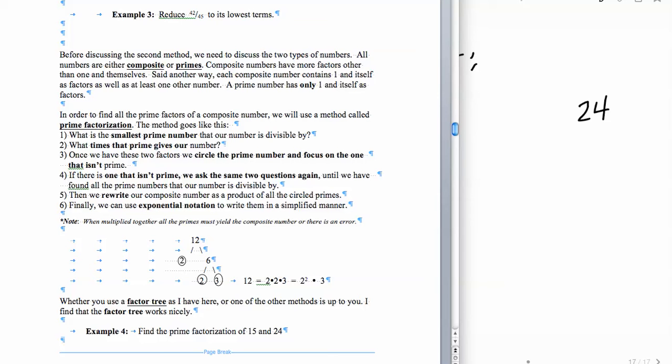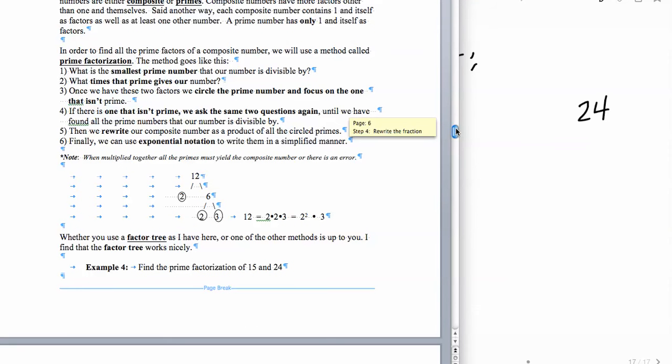A composite number is made up of more factors than one and the number itself. So a composite number, like we saw back in the last example, has multiple factors. So there are many ways to make the product. A prime number has only one way to make a product with whole numbers that will give you the number, and that is 1 and the number itself. So those are prime versus composite numbers.